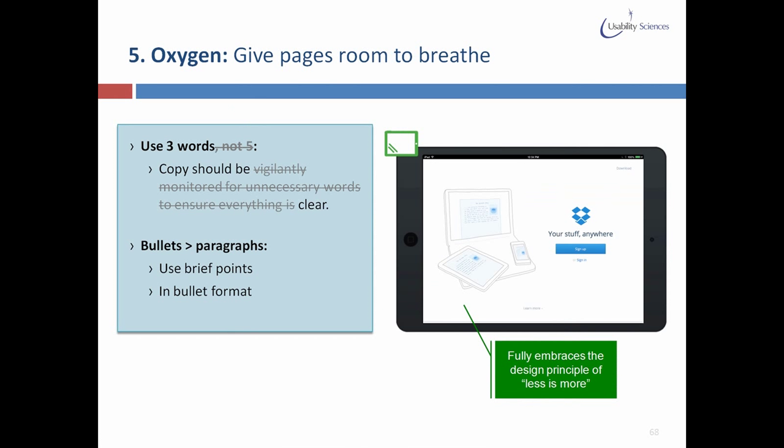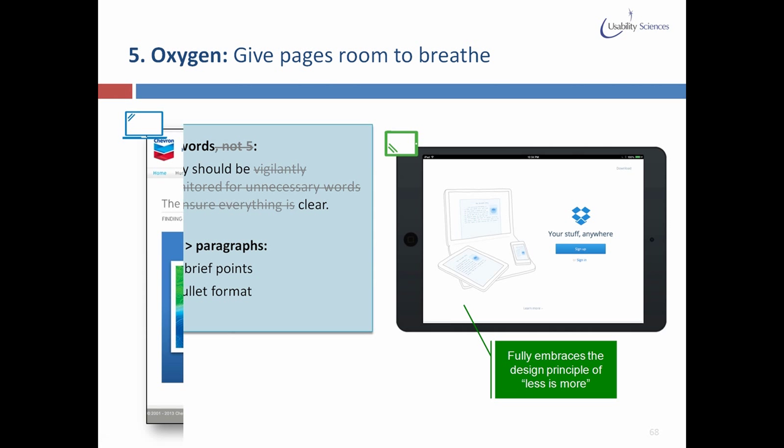Best practice number 5, providing oxygen. So really this is all about white space and giving your pages room to breathe. And really it's all about challenging yourself to use 3 words, not 5, and really focusing on bulleted text versus paragraph text, which is more likely to be overlooked. So here on the tablet we've got Dropbox.com, and they've really embraced this principle and giving you a very to the point and plenty of room on this homepage.